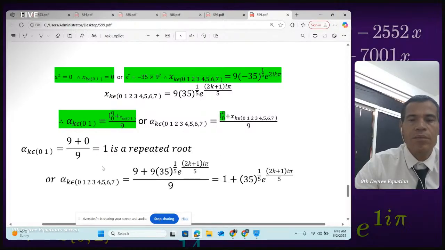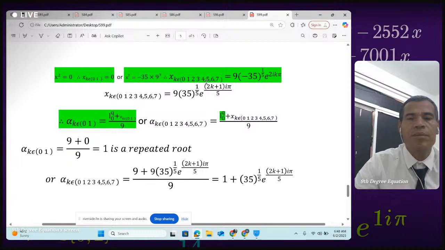Case 1. The first factor, x squared equals 0. That's straightforward. The root here is x equals 0. And because it came from x squared, we know it's a repeated root. Okay, makes sense. And case 2. Case 2, the other factor, x to the seventh plus 3596 equals 0. Which just means x to the seventh equals negative 3596.